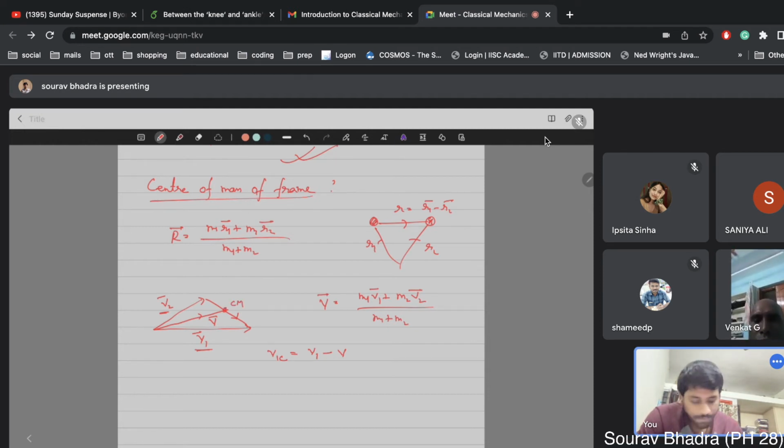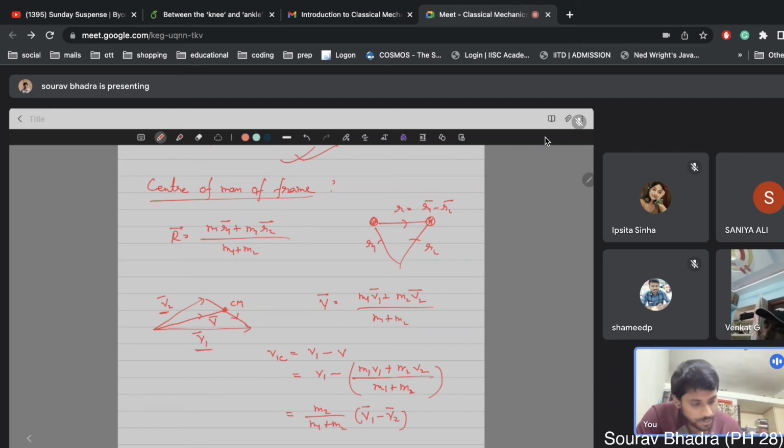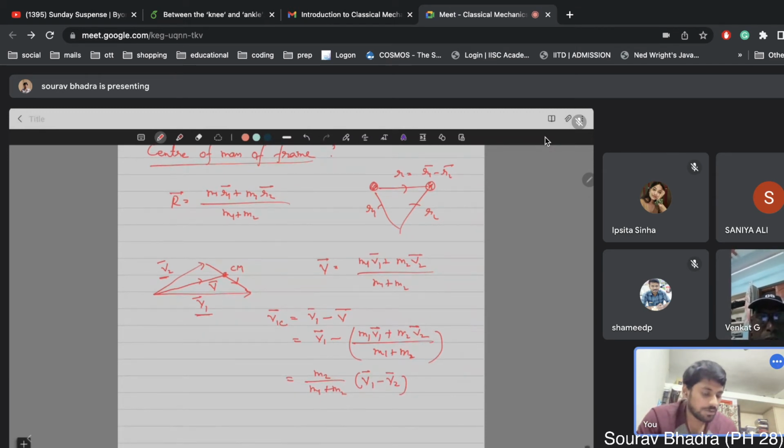Okay, so your v1 minus v is (m1 v1 + m2 v2) by (m1 + m2). If you do this calculation, you will get m2 by (m1 + m2) times (v1 minus v2). All these are in vector notation. Yes, so this is your velocity of mass 1 with respect to the center of mass frame.